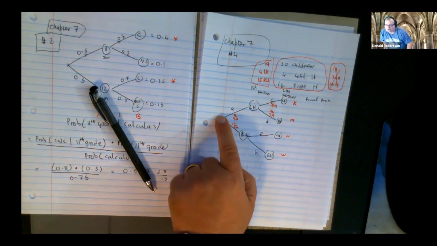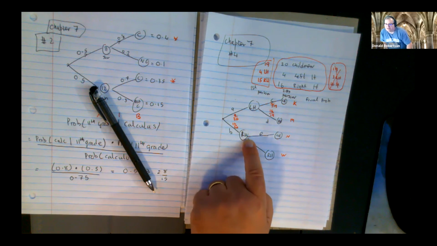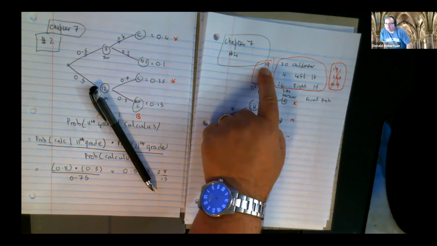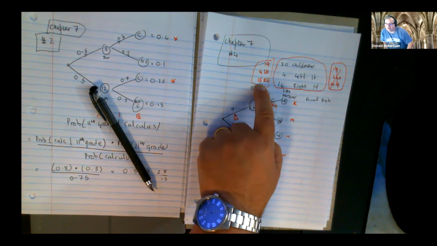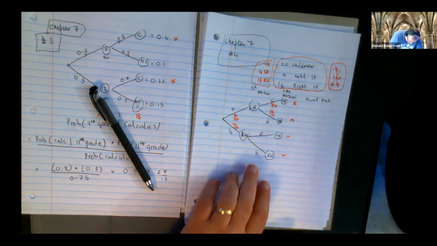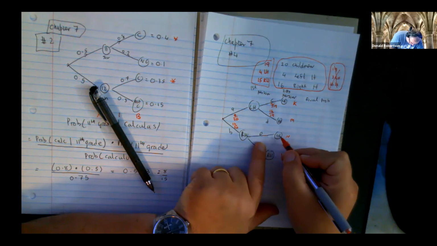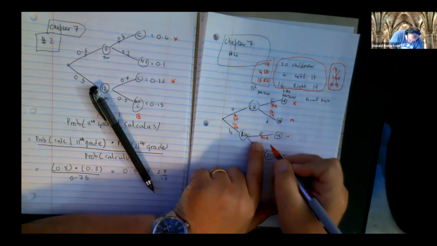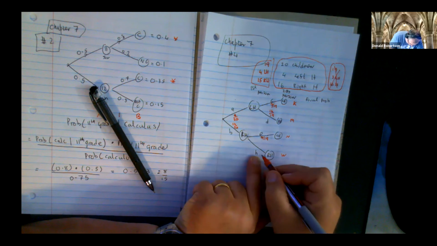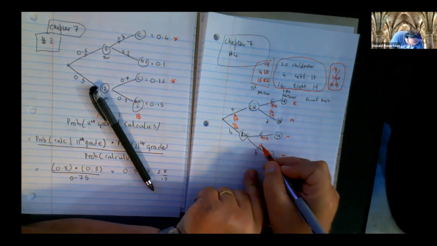The first child was right-handed. 19 kids left, 4 left, still 4 left-handed, but now only 15 right-handed. So the probability that you get a left-handed kid is 4 out of 19, and the chances that you get a right-handed kid is 15 out of 19.